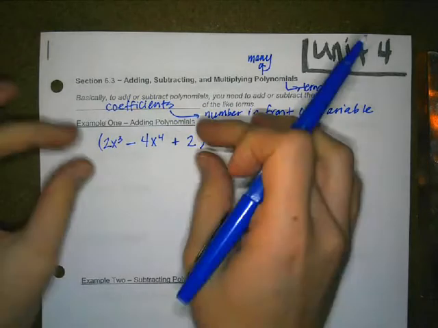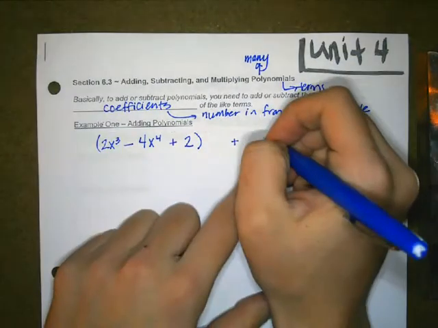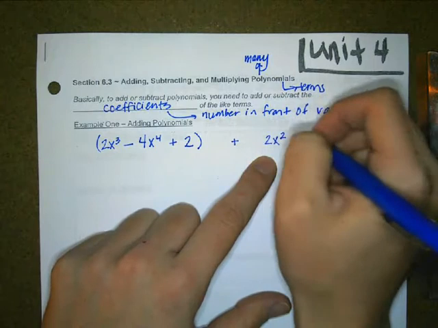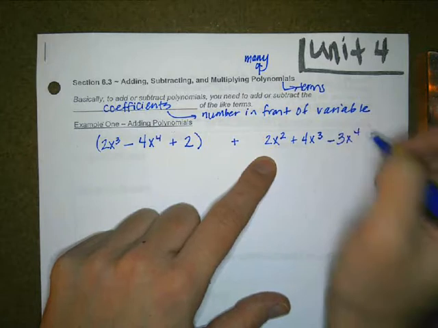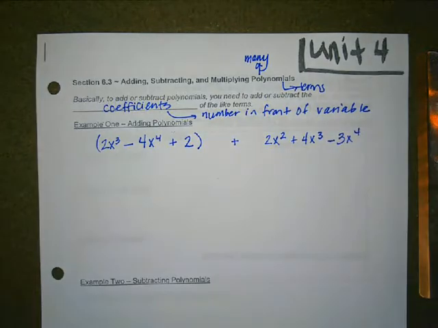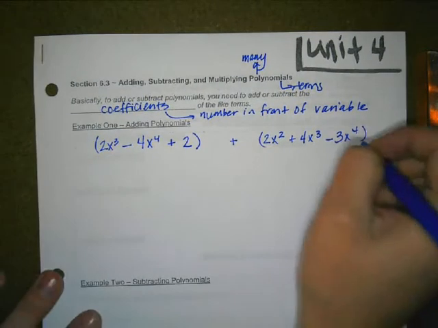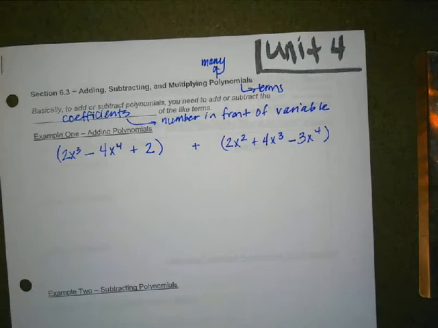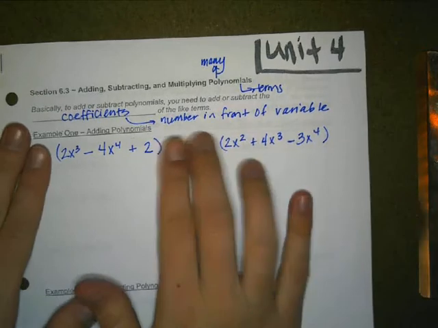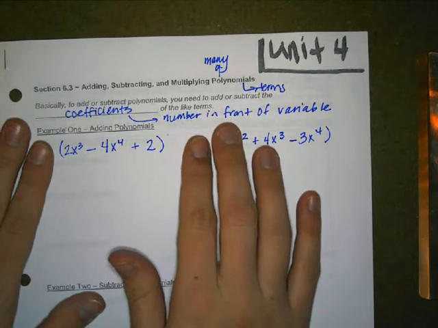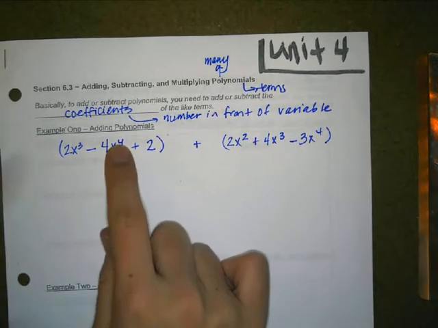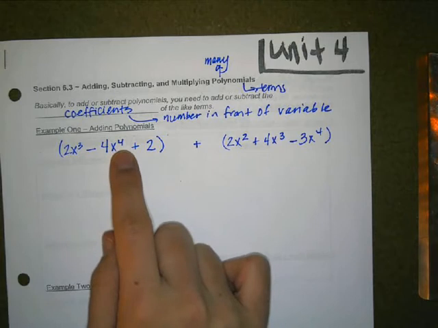But we're taking this polynomial, and we're going to add 2x squared plus 4x cubed minus 3x to the fourth. Now, looking at each one of these specifically, there's two ways that you can name it. The first way is you could say this is a degree what polynomial, this first one? Degree 4. Yes, because it's the highest. When I talk about degree of a polynomial, that just means what's the highest exponent. So the highest exponent there is 4, so we have a degree 4 polynomial.